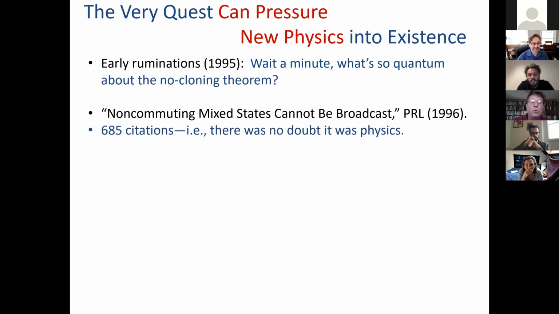Well, that led to a new question. Is there anything uniquely quantum about the no-cloning theorem? And there wasn't, but a generalization of it that we call the no-broadcasting theorem, which involved entanglement, was uniquely quantum, and it involved the idea of non-commutativity.